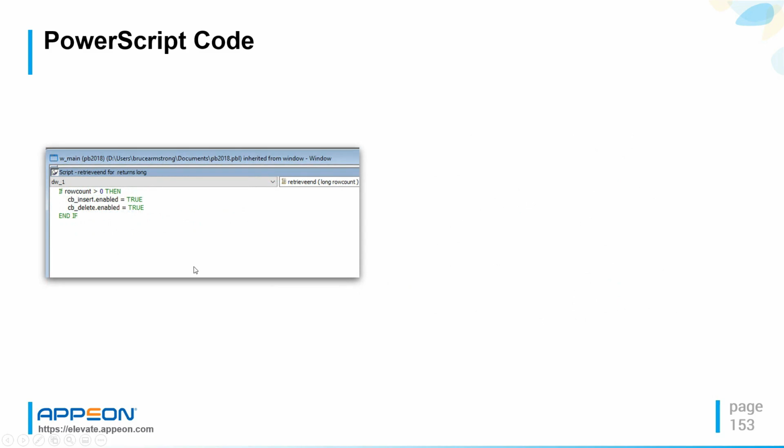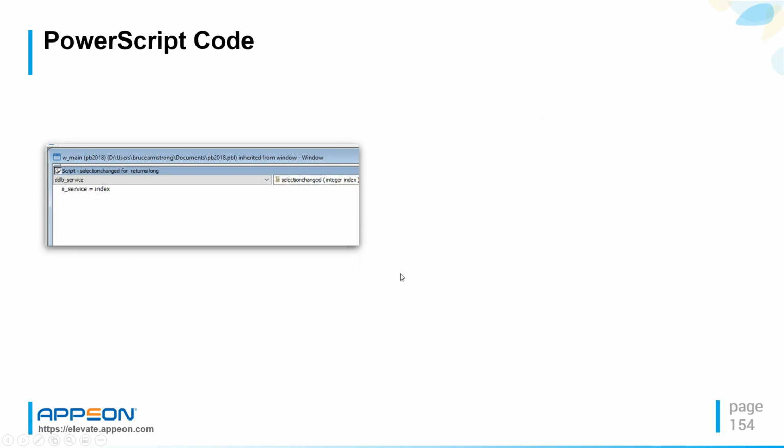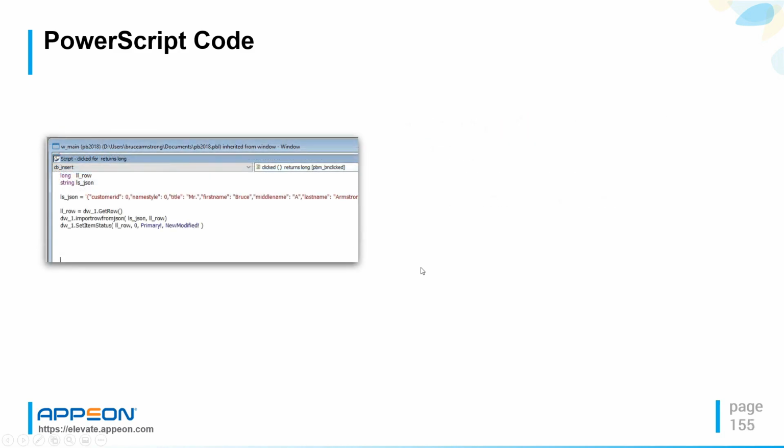This is just the retrieve event for the DataWindow. Once I get data back, I enable the insert and delete buttons. Delete makes sense, I mean, you can't delete rows that aren't there. Maybe I shouldn't have done that to the insert, but it doesn't matter. Then this is the selection changed event for the drop-down list box, and it lets the instance variable know which one of the two services was selected, whether the .NET Data Store or SQL Model Mapper.